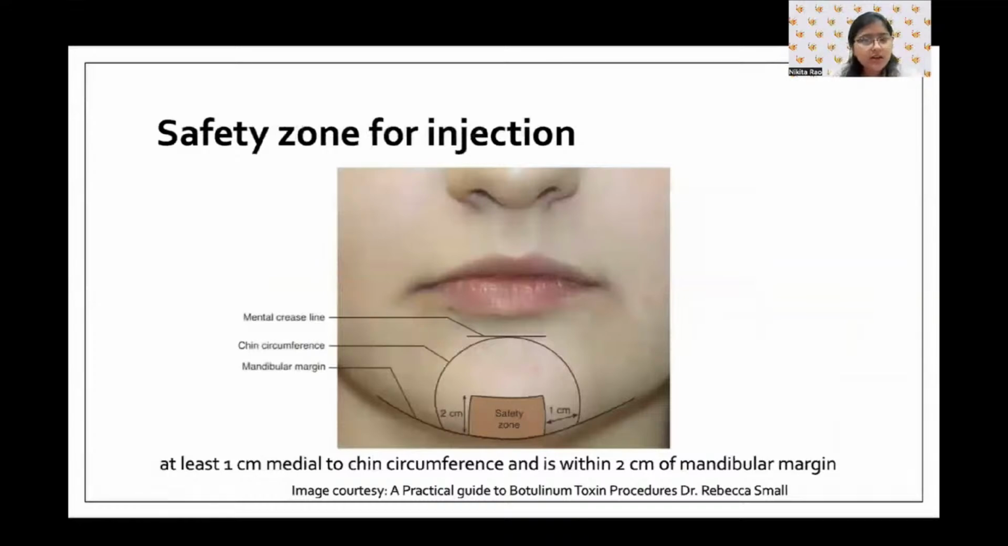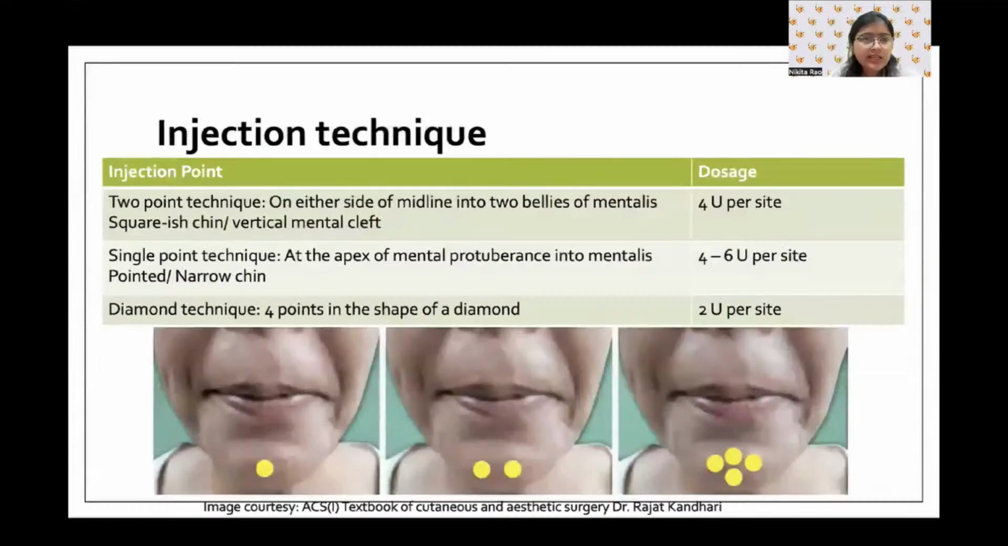The safety zone for injection into the mentalis lies at least 1 centimeter medial to the chin circumference and is within 2 centimeter from the mandibular margin. The injection technique can be of various types. The 2-point technique is recommended for those having a squarish chin or a vertical mental cleft, where 4 units is injected on either side of the midline into the 2 bellies of the muscle.